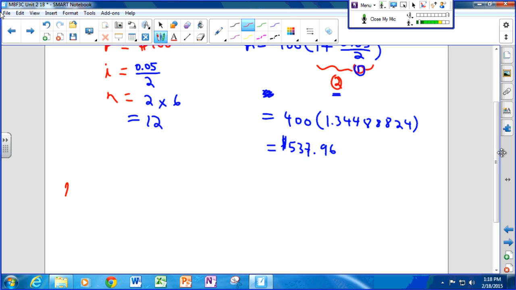So B says a principal of $625 is invested at 8.3% compounded weekly for 10 years. Okay, so there's our I and there's our N. Okay, so compounded weekly, there's 52 weeks in a year, and it's 8.3%, 0.083. You can just take 8.3 and divide it by 100.